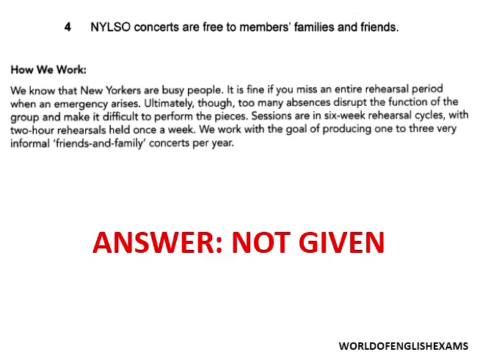We work with the goal of producing 1 to 3 informal friends and family concerts per year. Now here is the clue. Let's read the sentence. We work with the goal of producing 1 to 3 informal friends and family concerts per year. That means there are some concerts meant for friends and family, but did you get the sentence that says they are free? Did it mention that these concerts are free? Nothing like that, but they are informal, that's it. You can perform concerts meant for friends and family, but we don't know whether they are free or paid.